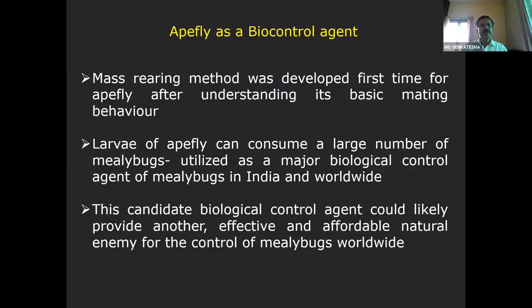So a mass rearing method for this fly as a biocontrol agent was developed for the first time, and of course it is published. Understanding its basic mating behavior is very important. Larvae can consume a large number of mealybugs and can be utilized as a major biocontrol agent of mealybugs in India and worldwide. Especially your country, Indonesia, is very suitable for this predator, and it can be used as a major biocontrol agent in Indonesia on any species of mealybugs. So this candidate biological control agent would likely provide another effective and affordable natural enemy for the control of mealybugs worldwide. Next slide, please.